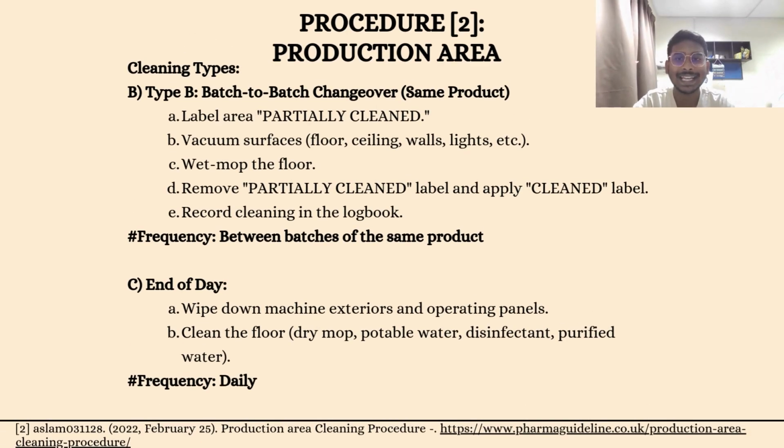So the next cleaning type is type B, which is known as batch to batch changeover. Label the area partially clean, vacuum the surfaces like the floor, ceiling, wall and light, and wet mop the floor. Remove the partially clean label and apply the clean label, and finally record the cleaning in the logbook. The frequency for type B cleaning is between batches of the same product.